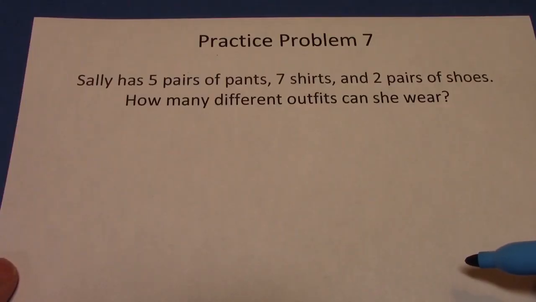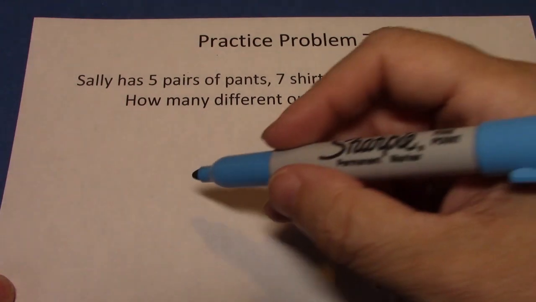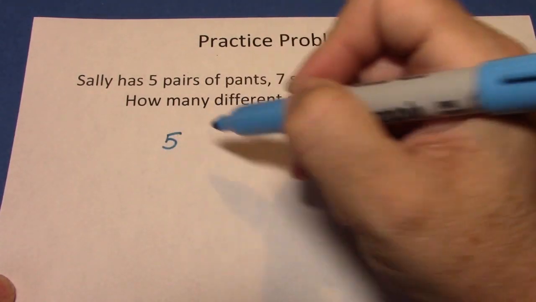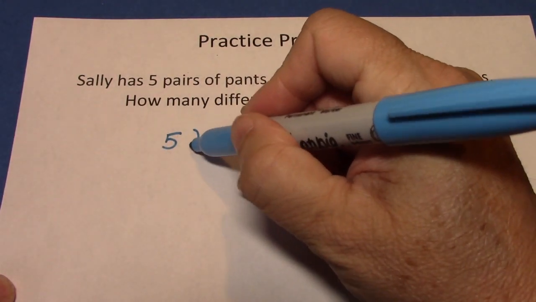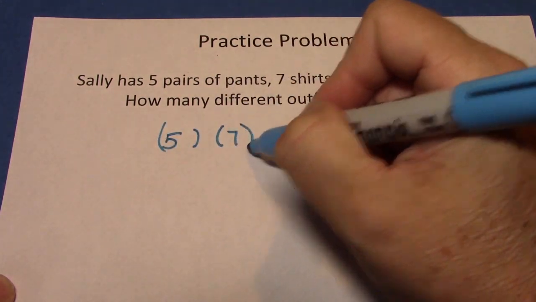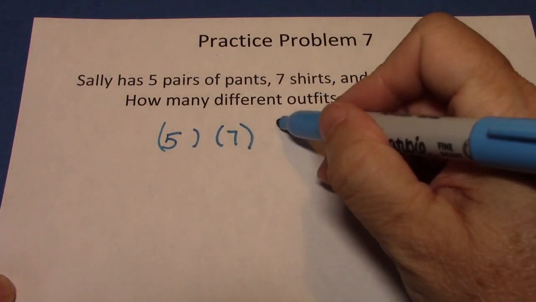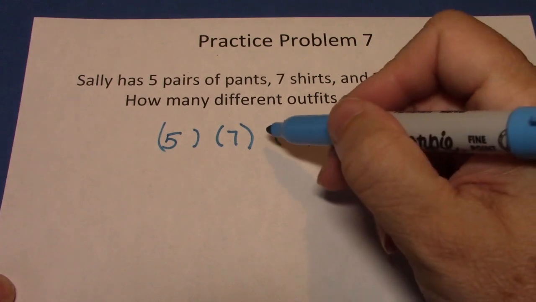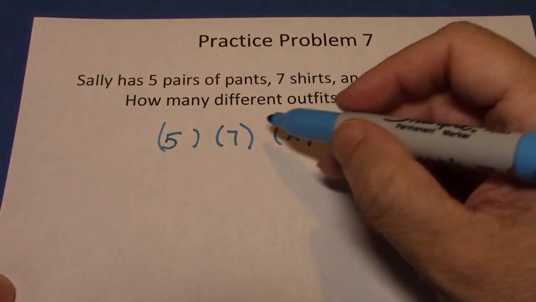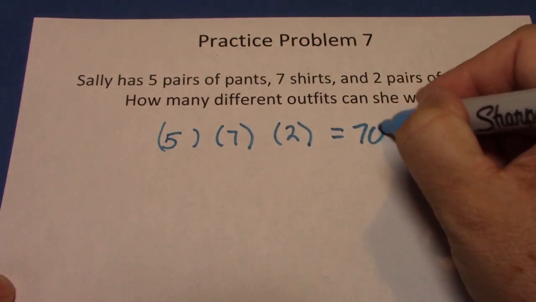In problem 7, it says Sally has 5 pairs of pants, 7 shirts, and 2 pairs of shoes. How many different outfits can she wear? Well, we have 5 options for pants times the 7 options for shirts times the 2 options for shoes. We multiply all those together and we will get 70.